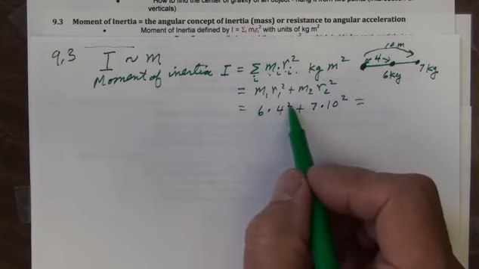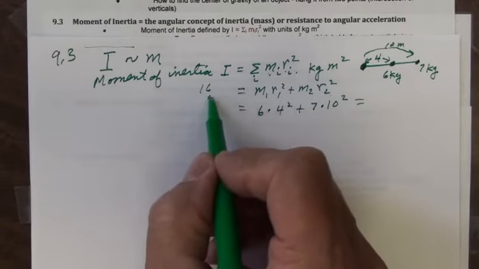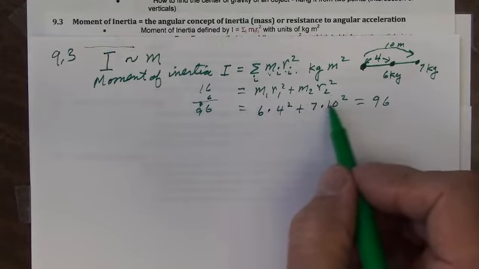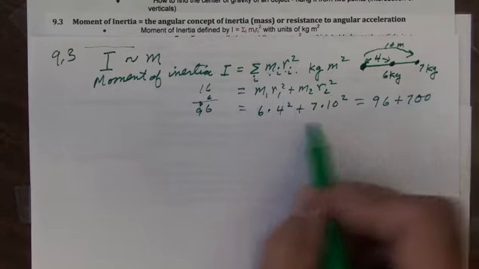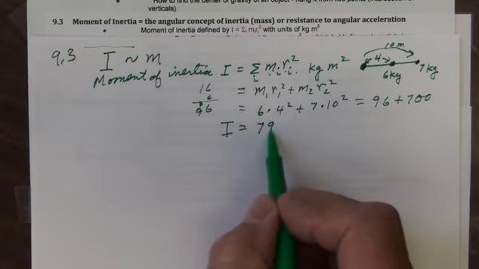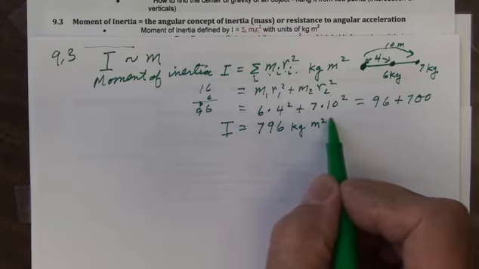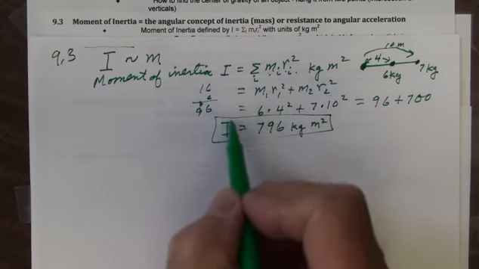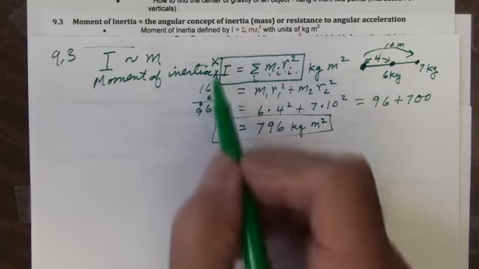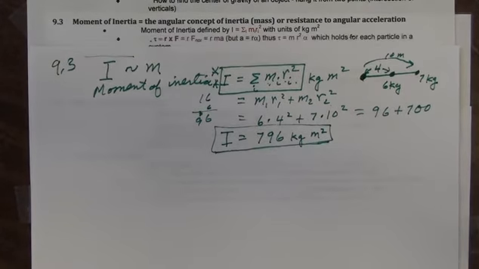So this would be 4 times 4 is 16 times 6, or 96. This would be 100 times 7, which is 700. So our moment of inertia I for this particular system would be 796. And the units there would be kilogram meter squared. I should put a box around the original equation because this is the important thing here. And that's just one example of how we would compute that.